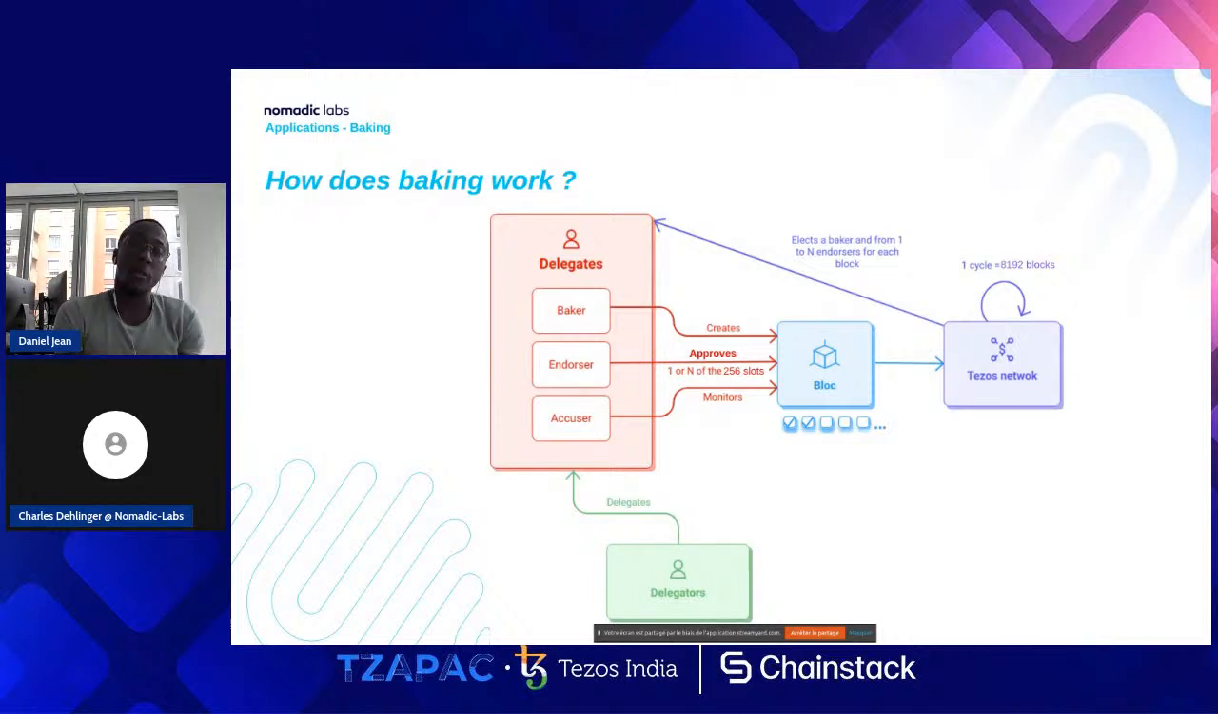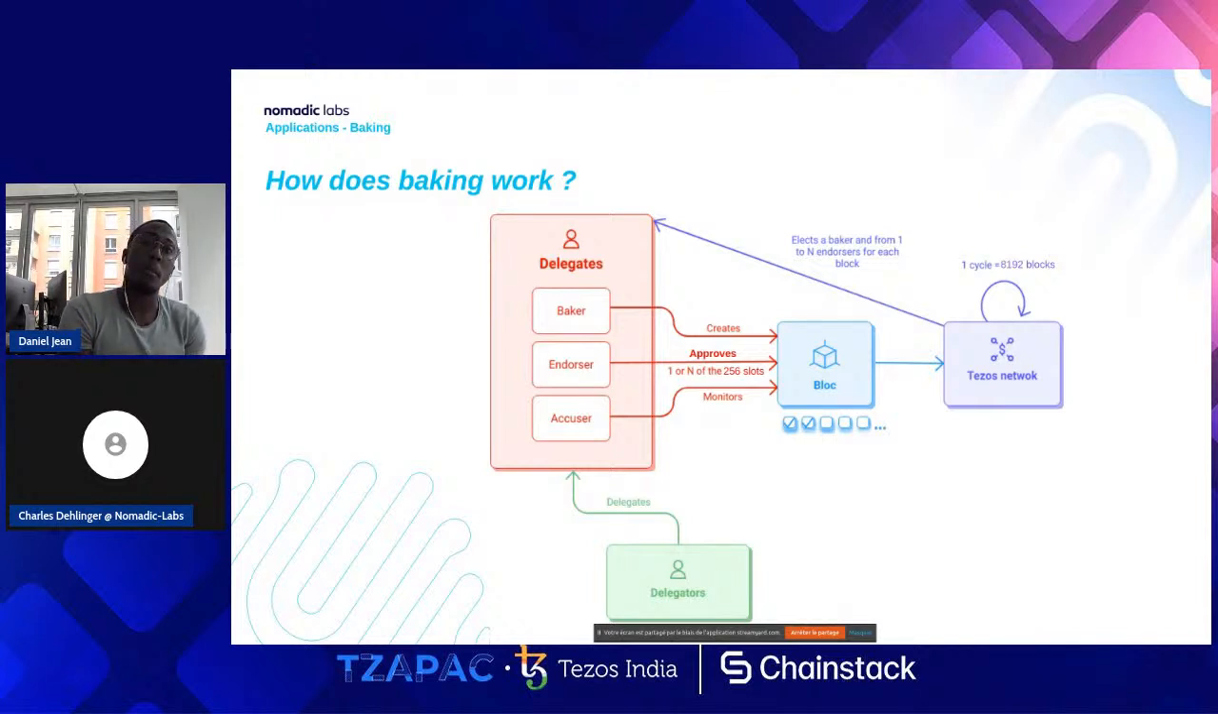The delegate or baker infrastructure is composed of three daemons. So you have the baker daemon, which helps delegates to create blocks. You have the endorser daemon, which approves created blocks. So currently with the Granada Amendment, you have 256 slots of endorsements per block. And you also have the accuser, which allows to monitor the network. For example, it monitors if a baker tries to double bake or double endorse blocks.